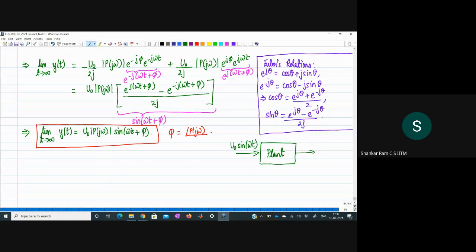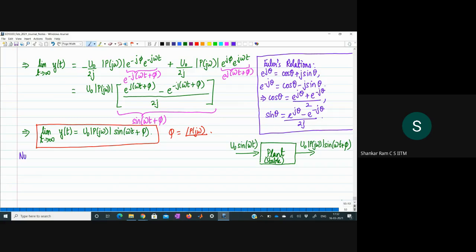Now, if I provide this to the plant, of course, I'm assuming a stable plant, to begin with, a stable system. If I wait long enough, if I allow my output to settle down, what will happen is that the steady state output is also a sinusoid of the same frequency omega. And it is scaled in magnitude by the magnitude of P of j omega and shifted in phase by the phase of P of j omega. So that is the important result that we can get out of this particular discussion.